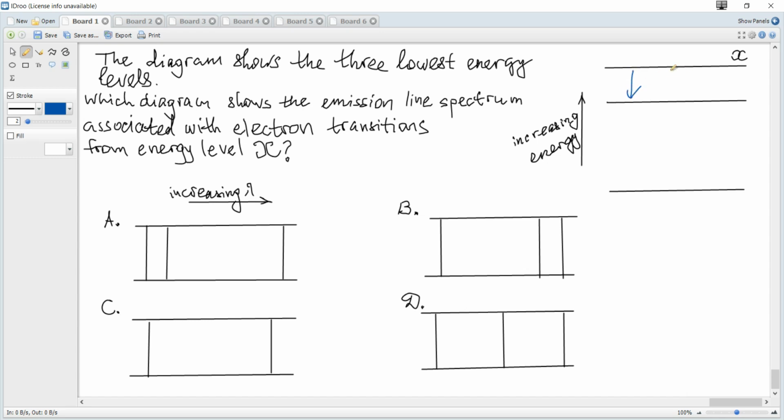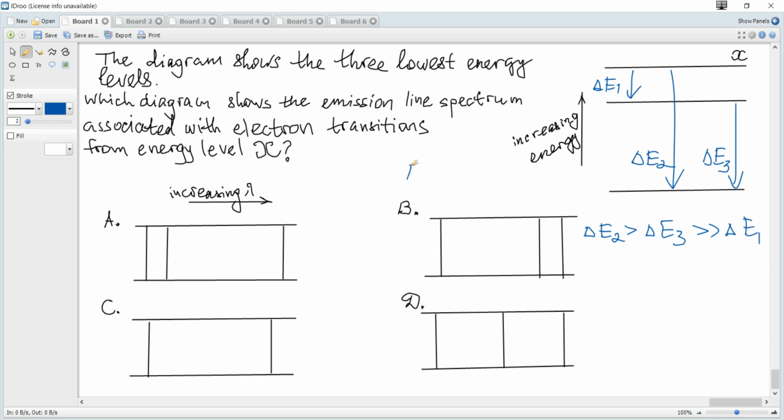This one, and this one. And let's denote the difference in energy between two levels. Let it be delta E1, delta E2, and delta E3. And we can see that delta E1 is greater than delta E3 and is much greater than delta E1.